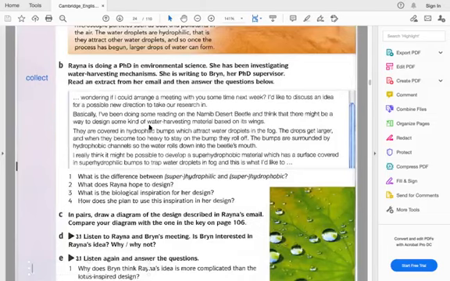ليه؟ لأن لها قدرة على إن هي تجمع المية. الأجنحة بتاعتها لها قدرة على إن هي تجمع المية. Alright? They are covered, she is talking about the wings. They are covered in hydrophilic pumps. What is the meaning of hydrophilic? We said hydrophilic means material that attracts water. Alright? مادة بتعمل إيه؟ بتجذب المية.